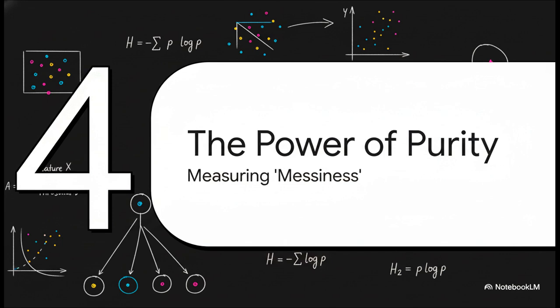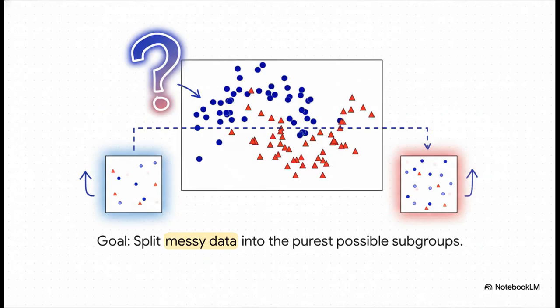Well, the answer, believe it or not, lies in a really powerful mathematical idea. It's all about a quest for something called purity. Just imagine your data starts out looking like this, a total mess, right? A jumble of blue circles and red triangles all mixed together. The algorithm's entire goal is to find one single question that can slice this messy group into new, smaller groups that are as pure as possible. And by pure, I mean a group that's mostly or even completely made up of just one thing, just circles or just triangles.